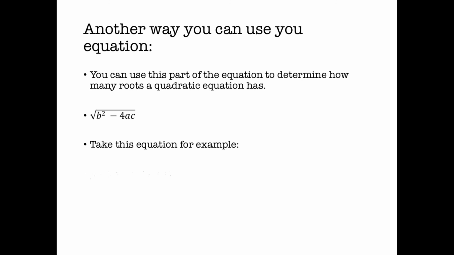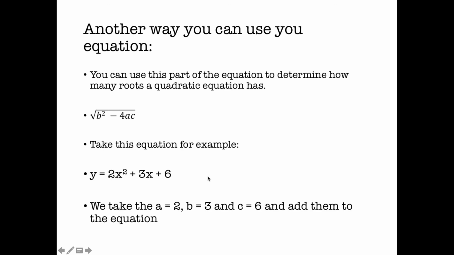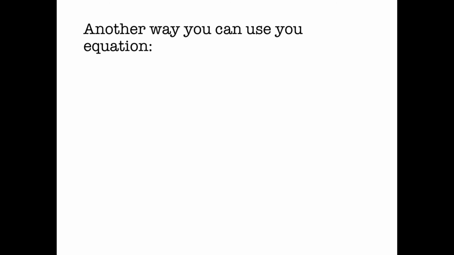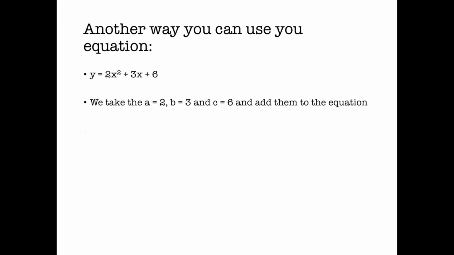So we take this equation, for example, y equals 2x squared plus 3x plus 6. We know that a is 2, b is 3, and c is 6. So, we take a equals 2, b equals 3, and c equals 6 and add them to the expression. Here we have 3 squared minus 4 times 2 times 6. Okay, so b is 3, a is 2, and c is 6. That gives us 9 minus 48, which gives us minus 39.